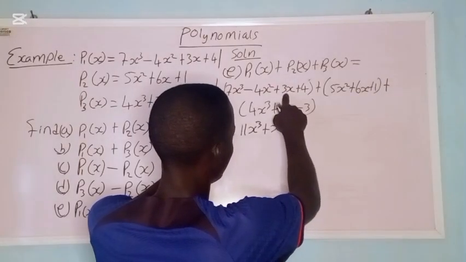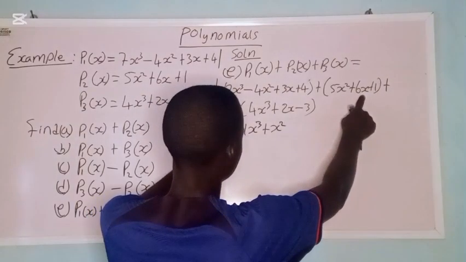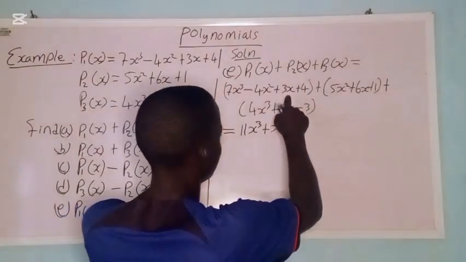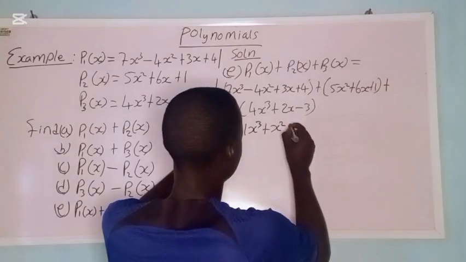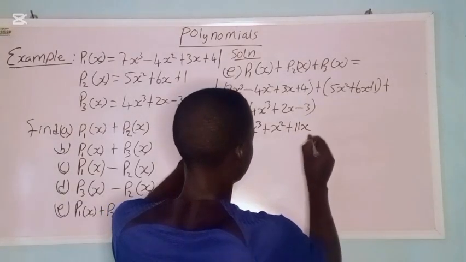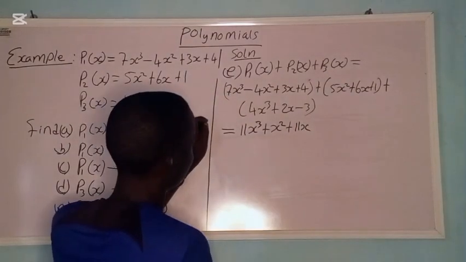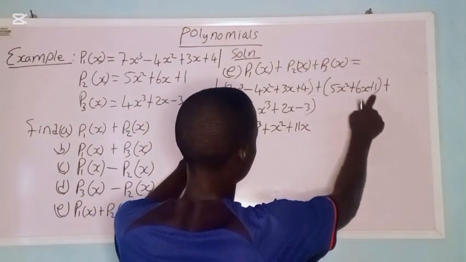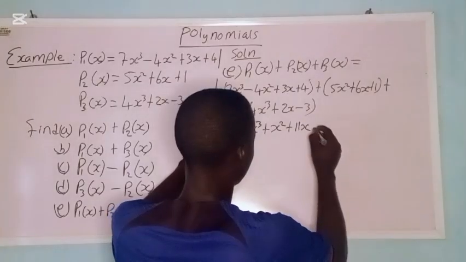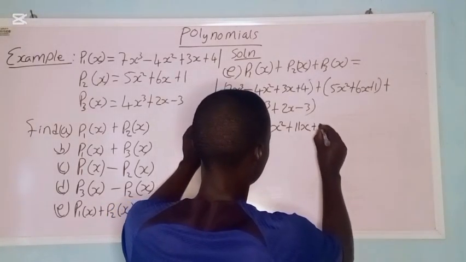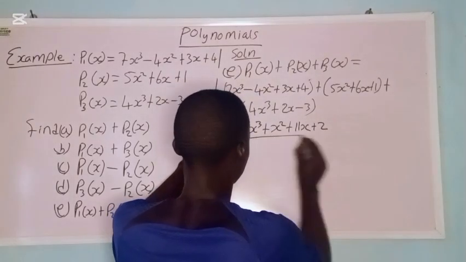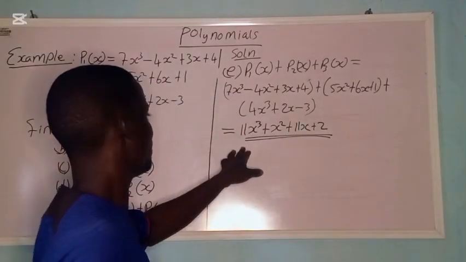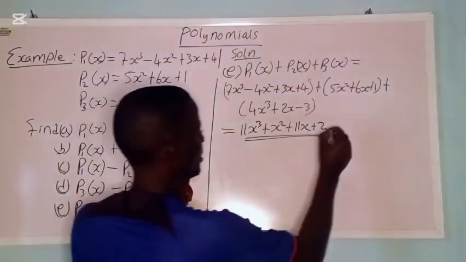Let's go to normal x. 3x plus 6x plus 2x will now be what? Let me see. It will be 9, 11. So it will be plus 11x. So now let's go to this one. We have 4 plus 1 is 5. 5 minus 3 will now be plus 2. That is the answer.